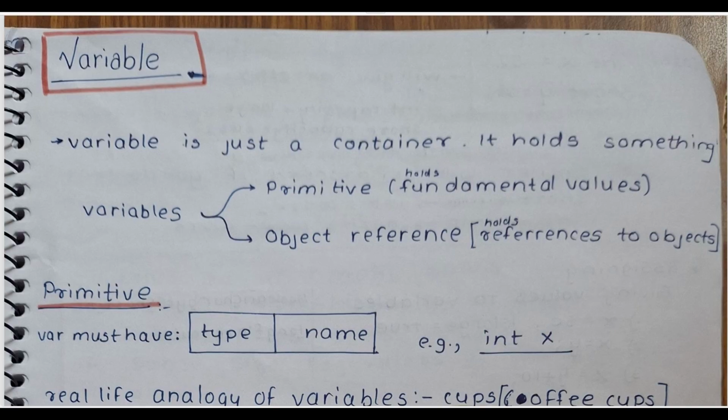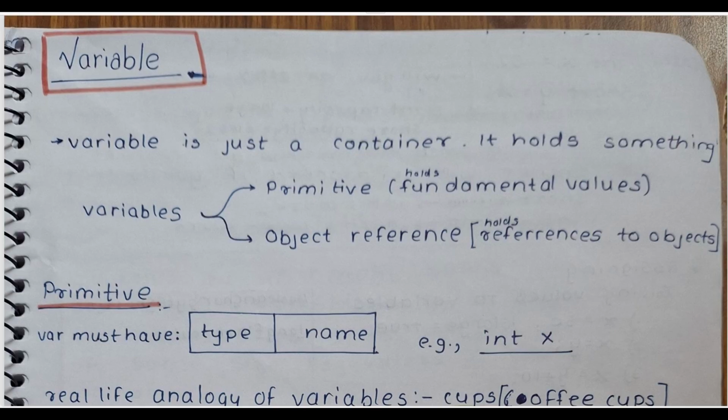Let's start with the basics. Okay? A variable is simply a container. I mean, think of it like this. If you want to store something, you need a container, right? In the same way, when a program wants to store data, it uses variables. Now, broadly, variables are of two types.